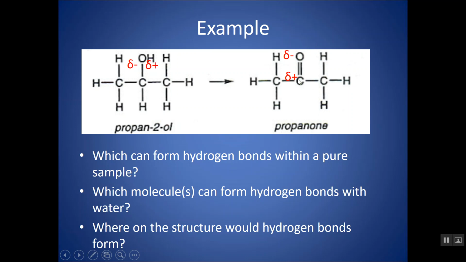The carbon's connected to the O. The carbon would have the slight positive charge, but it's not carbons that hydrogen bond. Could these form hydrogen bonds with water? And if so, where on the structure would they form?